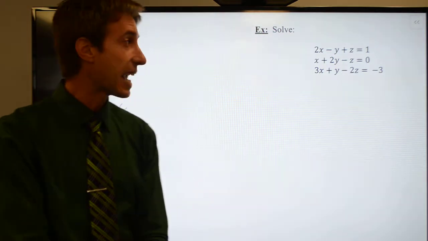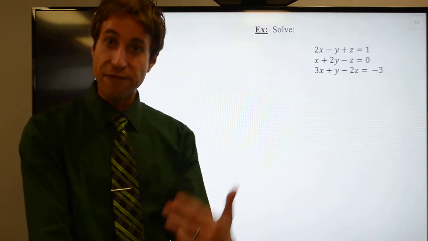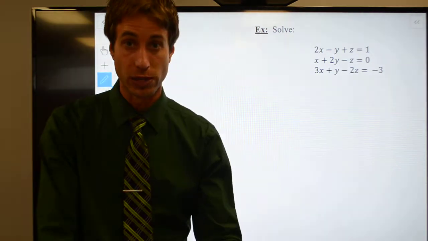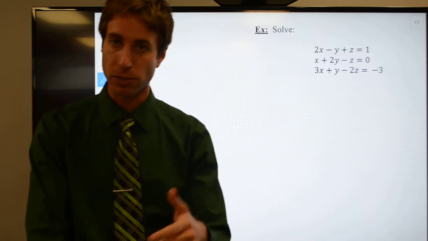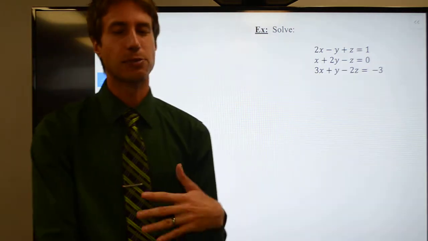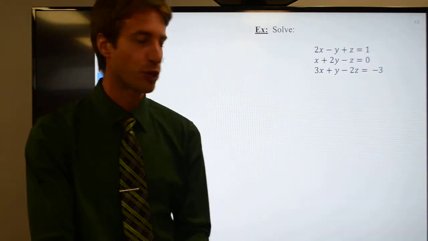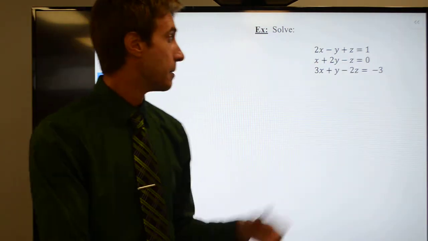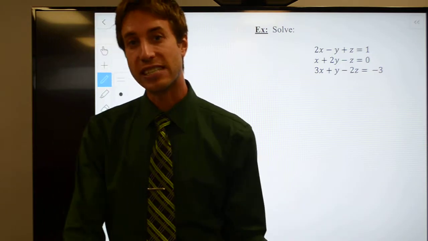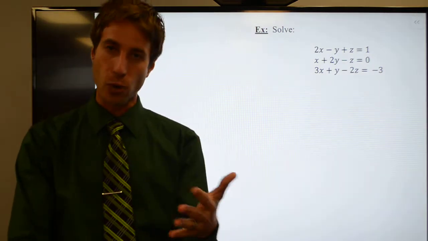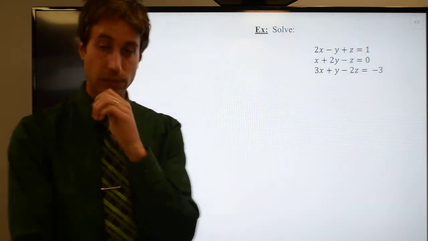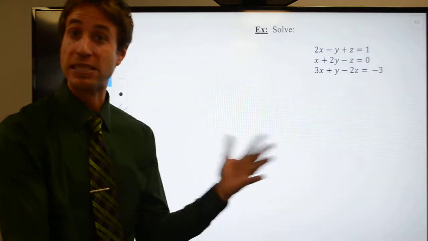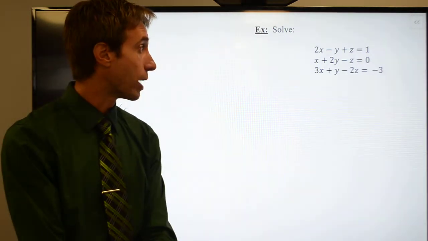Now, again, if there's a shortcut, we want to use it, right? If substitution is possible, it'd be the fastest way. But the only way substitution is really a viable option is if you have an equation that's two or fewer variables. And I don't. So substitution is out. Elimination's going to be the fastest way to solve this particular system of three equations.